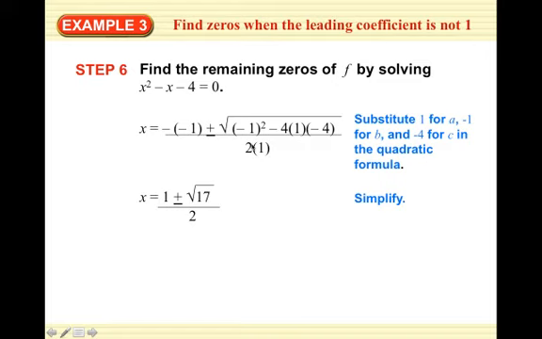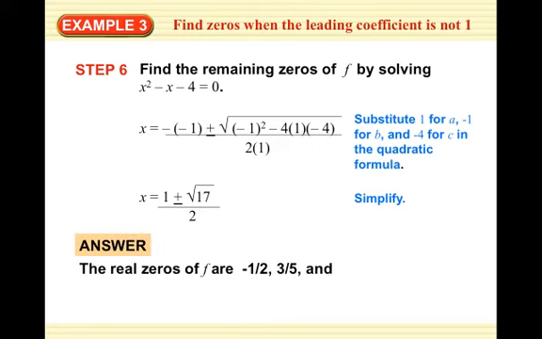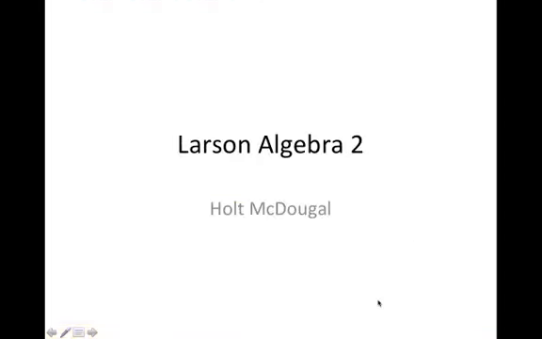And so we have two irrational zeros. They're real, and we can see them on the graph, but they are irrational. Okay, so if we had done synthetic division all day long, we would not have found these two. Okay, we have to use this method. So the real zeros of f are negative 1/2, 3/5, and x equals 1 minus square root of 17 over 2, and x equals 1 plus square root of 17 over 2. You can write it as two different solutions, or you can write the plus or minus. That's fine too.